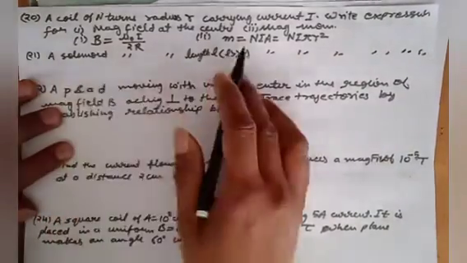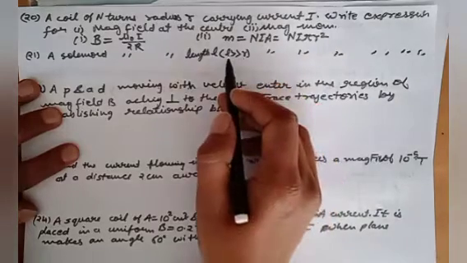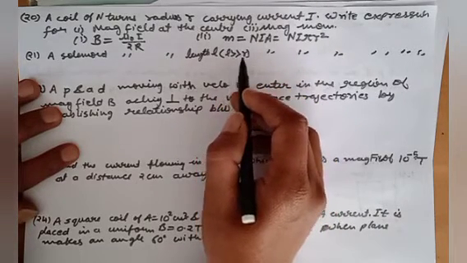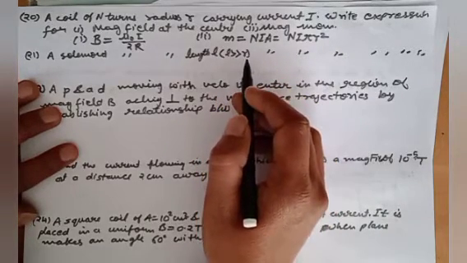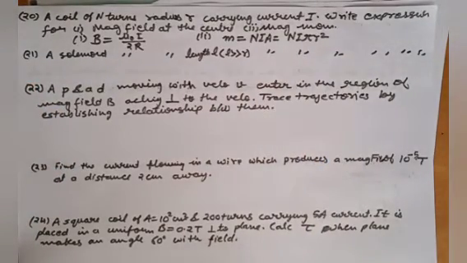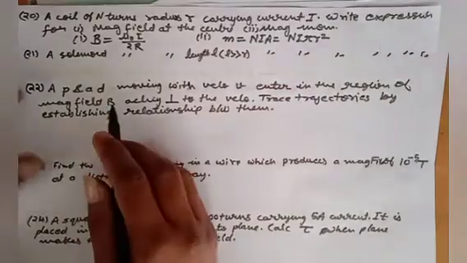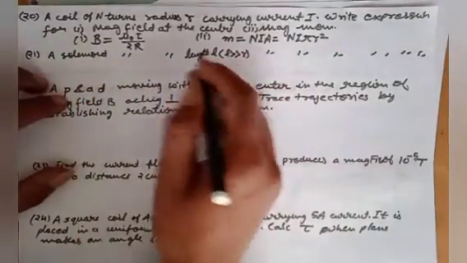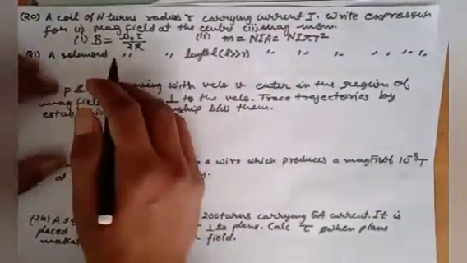A solenoid, same question for a solenoid. Remember, solenoid and coil, there is a difference. For a solenoid, L is very, very much greater than the radius. In physical appearance both are coils, but if the length is lesser, it is called a coil, and if the length is longer, it is called a solenoid. But it is not of any use in this question.